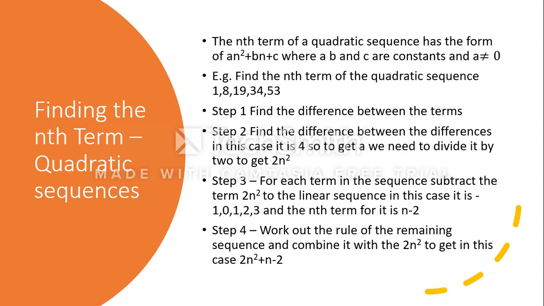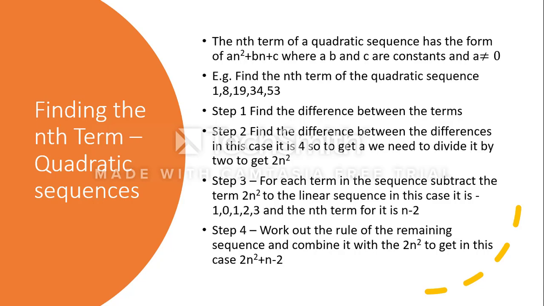So next we'll be looking at finding the nth term for quadratic sequences. So this is a bit different as we're looking at n squared. The nth term of a quadratic sequence has the form of a n squared plus b n plus c, where a, b, and c are constants and a is not equal to 0. For example, find the nth term of the quadratic sequence 1, 8, 19, 34, 53.